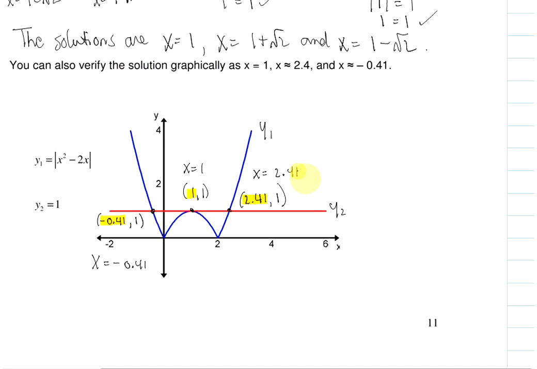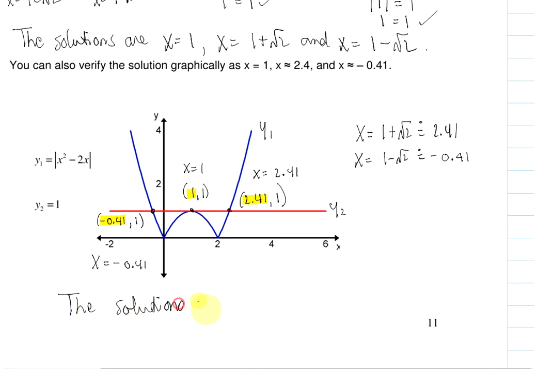Okay, and if we take a look at the solutions that we have in radical form, 1 plus the square root of 2, that's going to give us 2.41. And 1 minus the square root of 2, these are approximate values, right? That's going to give us about negative 0.41. Okay, so we can see that they agree with the solutions that we have, and so the solutions are about negative 0.41 and 2.41.